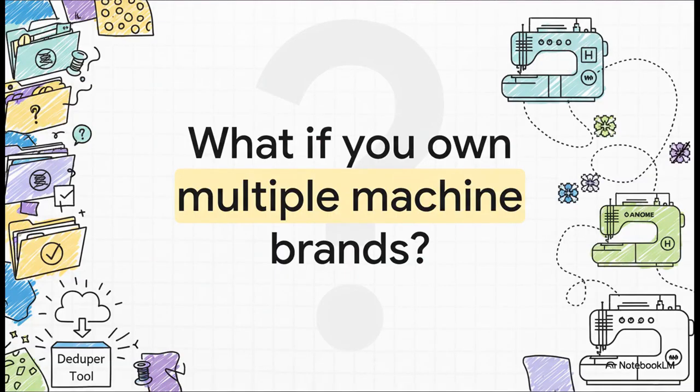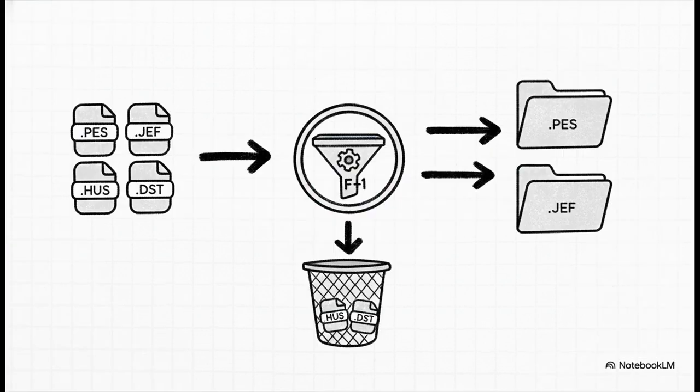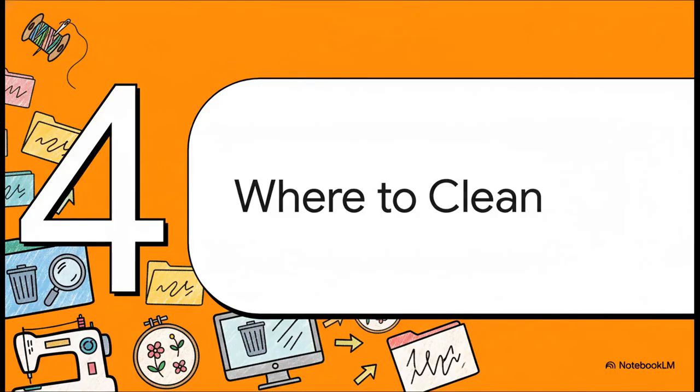Right, that's a great question, and one the developer definitely thought about. What if you're one of those lucky people who owns, say, both a Brother and a Janome machine? You need to keep both the .pes and the .jef files. What do you do then? Well, there's a feature for that. It's called Retain Additional Types, and it lets you create exceptions. So you can set up your main priority list, but also tell the software, hey, no matter what, also hang on to this other format for me. It's really that flexible.